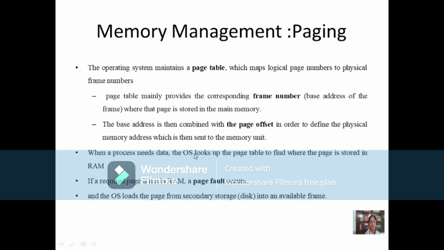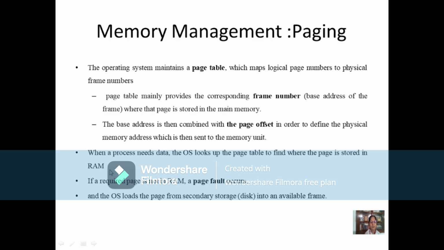Now, whenever a process needs data, the operating system looks up the page table to find that data. How is it going to find that data? It will find where the page is stored in the RAM. How is it going to find where the page is stored? With the help of the page table.